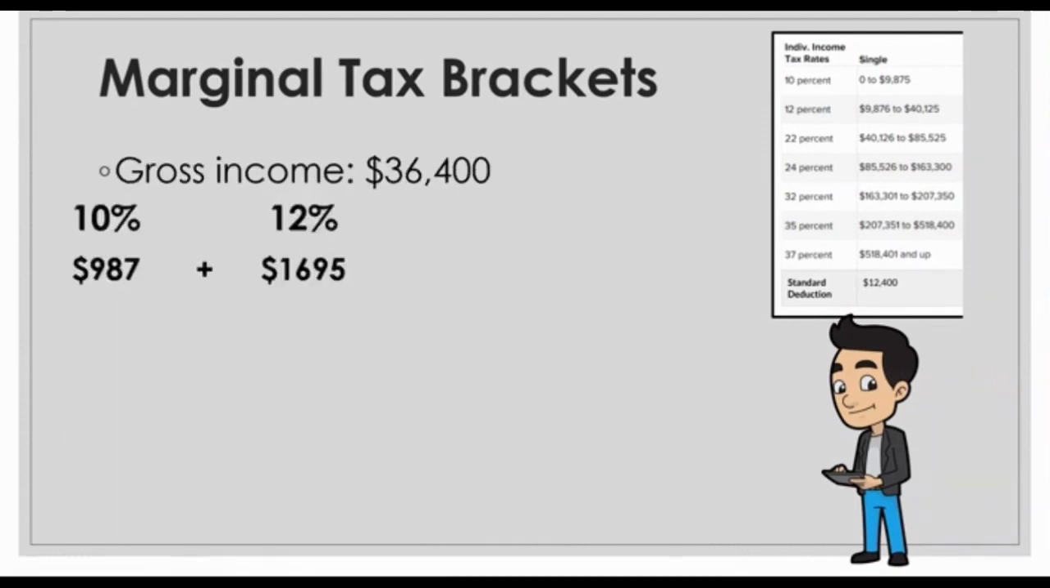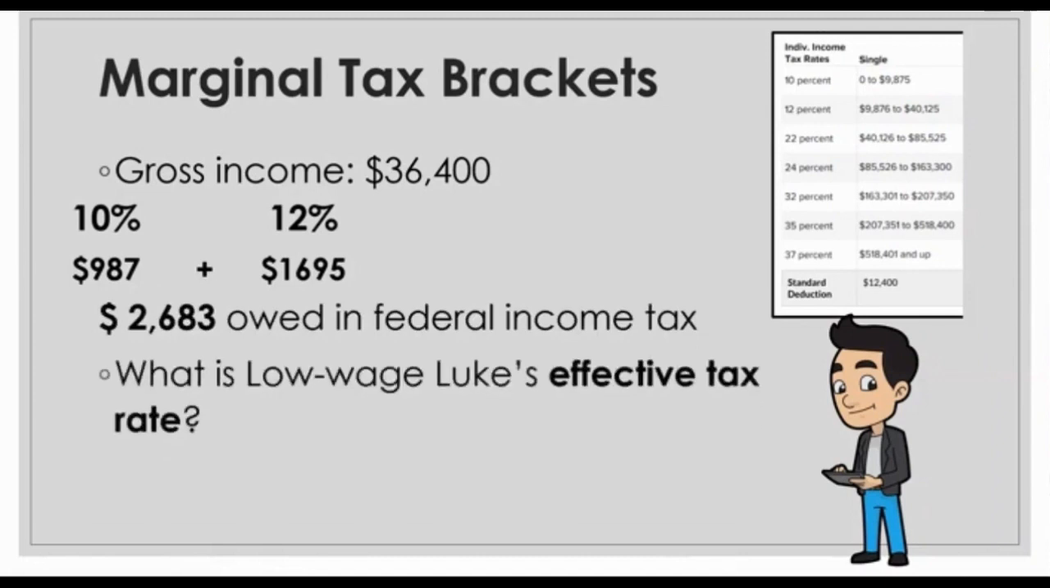So what is his actual effective rate? How much did he actually pay in taxes? We take the amount that he owes, $2,683, divided by his income, and we get 7.3%. So even though he fell into the 12% bracket, he paid just over 7% in taxes. This is the most common misconception about how these brackets work: just because your income falls into this range does not mean that you're going to pay that amount in tax. It just means that the last dollar in that range is going to be taxed at that rate.